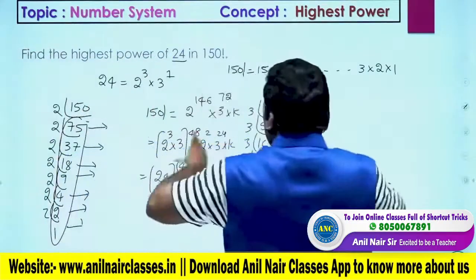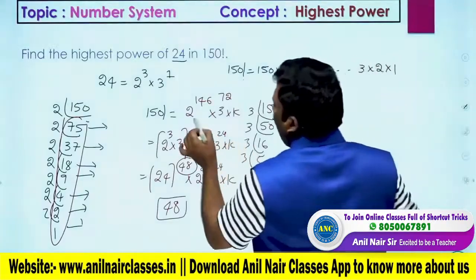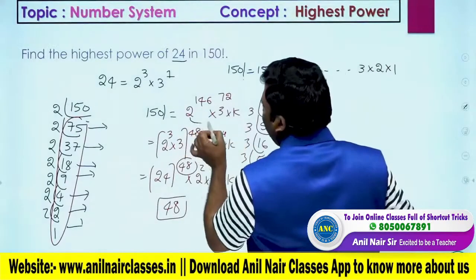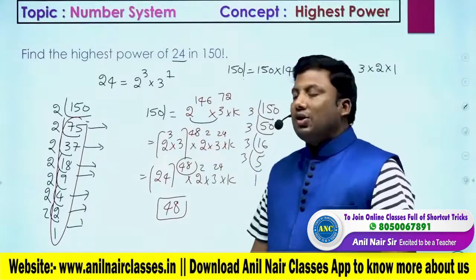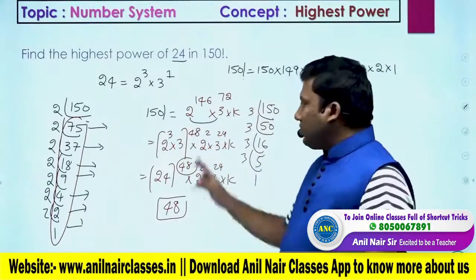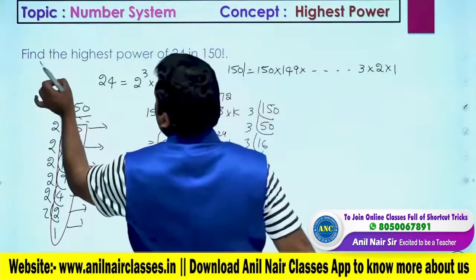Here you have to split it in such a way that 24 will have a combination of 2 cube and 3. I cannot take 72 because 72 3s are 216. It is 146, and 146 is not 216. Very, very good question it is, sir.